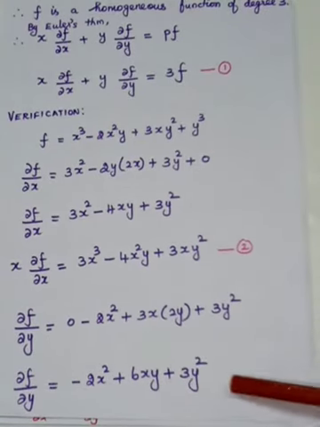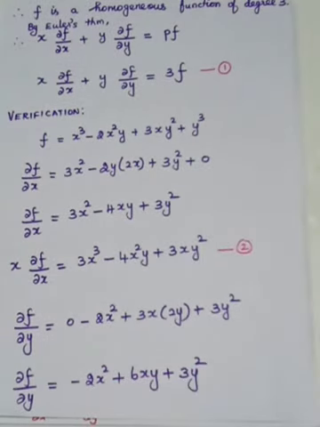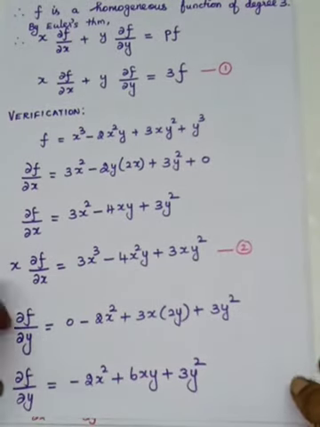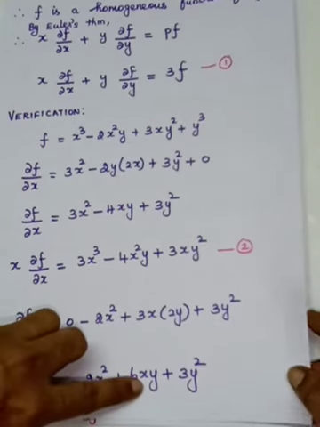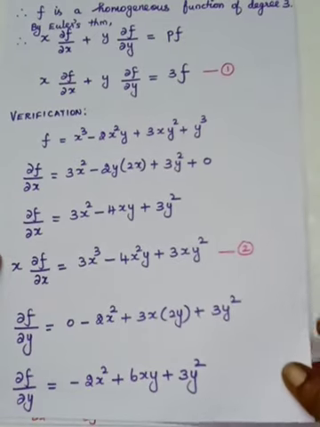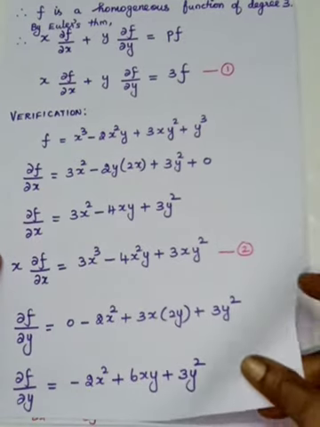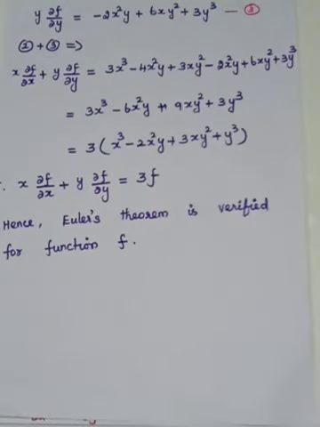So you have to arrange. Next, what you have to do? That term has to be multiplied with y. So when you multiply, this will become minus 2x squared y. This will become plus 6xy squared plus 3y cube. That is written in the next page. You see that? Yeah, you are getting.